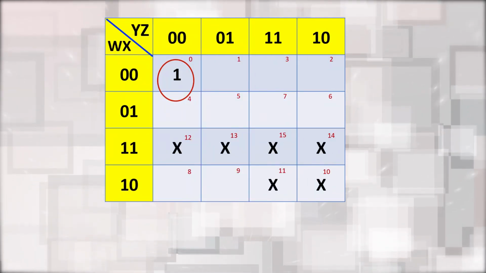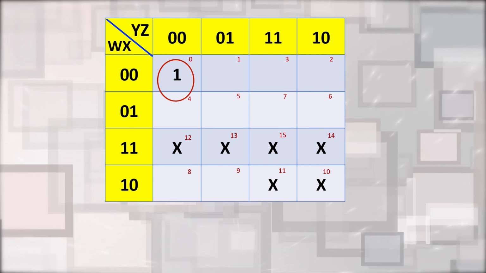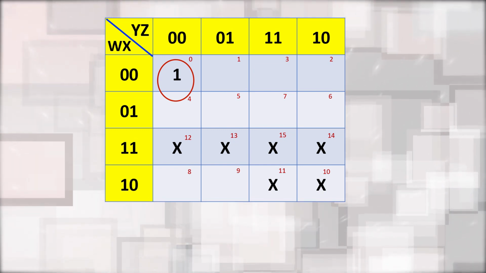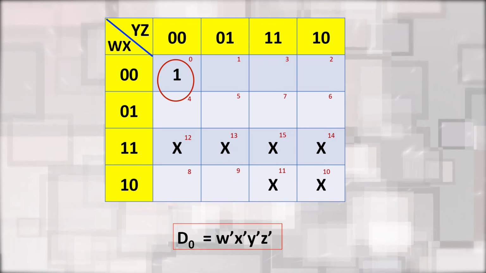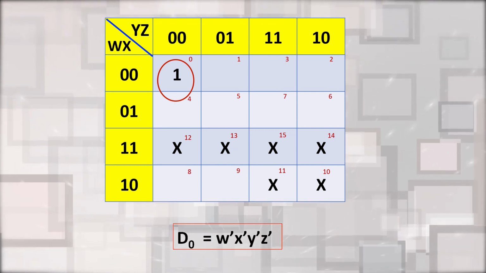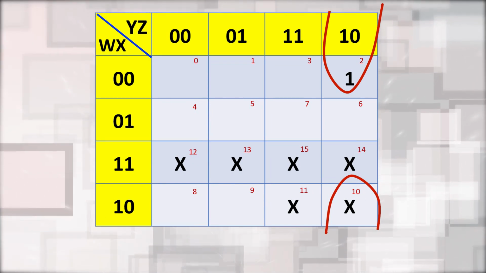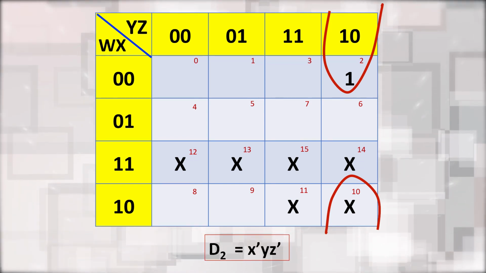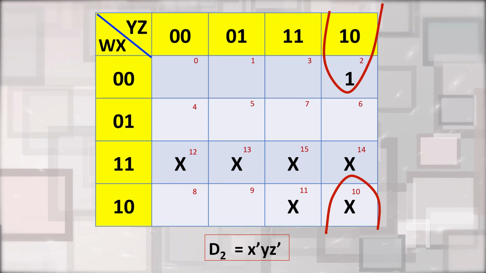Hence, the SOP equation for decimal output D0 is D0 equal to W bar, X bar, Y bar and Z bar. Then for decimal output D1, the input for which D1 is logic high is 1. So, we get the minterm W bar, X bar, Y bar and Z. Hence, D1 equal to W bar, X bar, Y bar, Z. Then for D2, the input is 2. So, we get the minterm X bar, Y, Z bar. Hence, D2 equal to X bar, Y, Z bar.